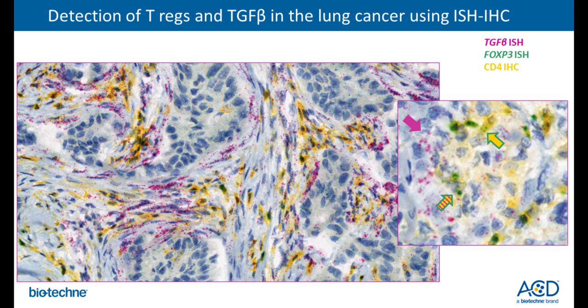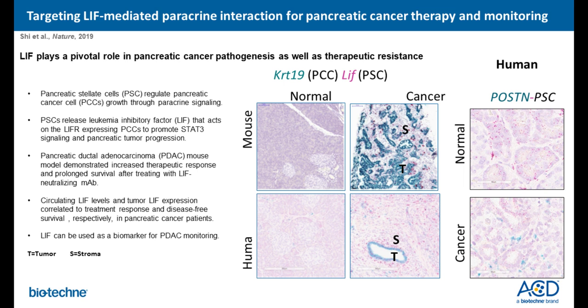A similar example of using CD4 antibody in combination with TGF-beta and FOXP3 probes. And here you can nicely see how we've been able to visualize the CD4 positive T cells in the stroma of this lung cancer tumor, and then co-localize the expression of TGF-beta and FOXP3 to these cells. And so this tells you that using RNAscope, you can study gene expression in different compartments of the tumor.